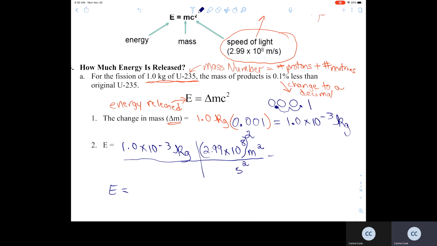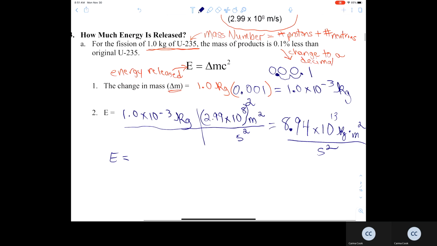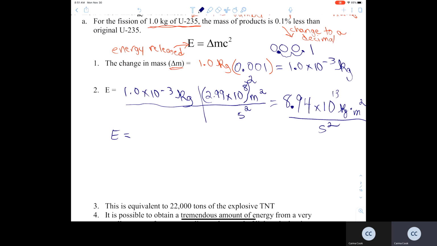And so in doing our math, we get 8.94 times 10 to the 13th kilograms meter squared per second squared. So you may say that, well, that's not an energy unit, is it? Kilogram meter squared per second squared. Well, one cool thing is that 1 joule is equal to 1 kilogram meter squared per second squared.